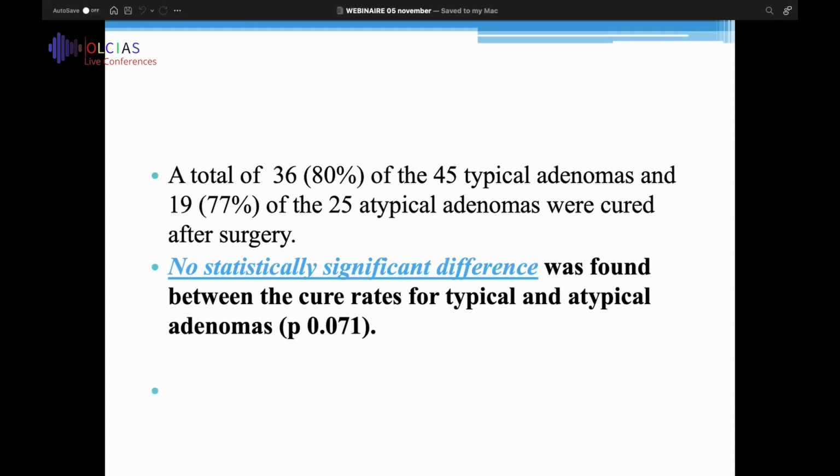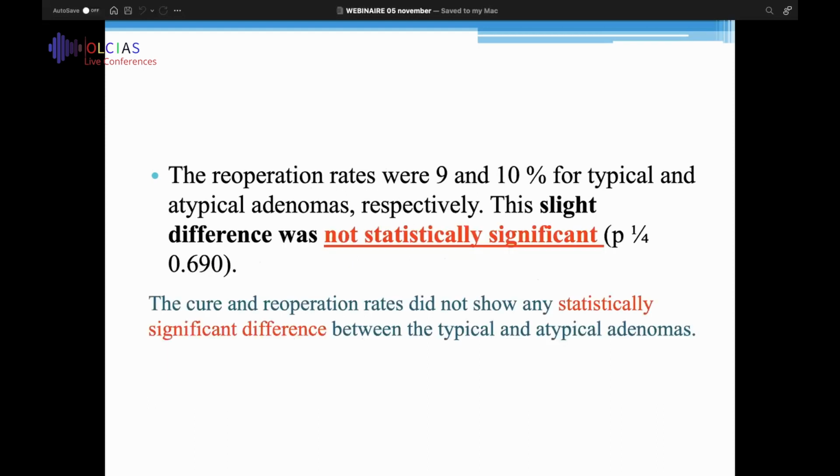A total of 80% of the typical adenoma and 77% of atypical adenoma were cured after the surgery, but no statistically significant difference was found between the cure rates for typical and atypical adenoma. So this is the first result. There is no statistically significant difference between the cure rates for the two kinds of pituitary adenoma. Next slide.